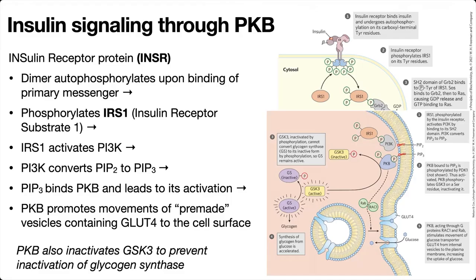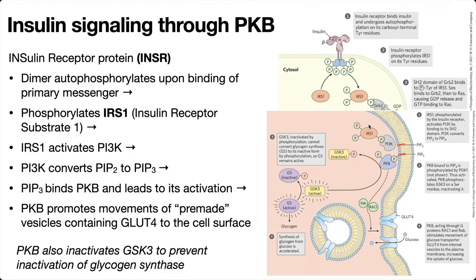So let's go look at a second type. This one is going to be through PKB. So PKB is also known as AKT. And I know it's really confusing. There's a lot of abbreviations. Before we saw that IRS1 could get phosphorylated by the insulin receptor, and that allowed it to associate with GRB2.